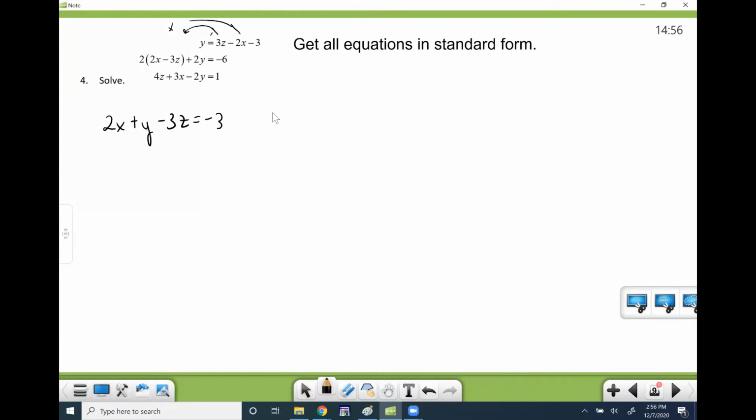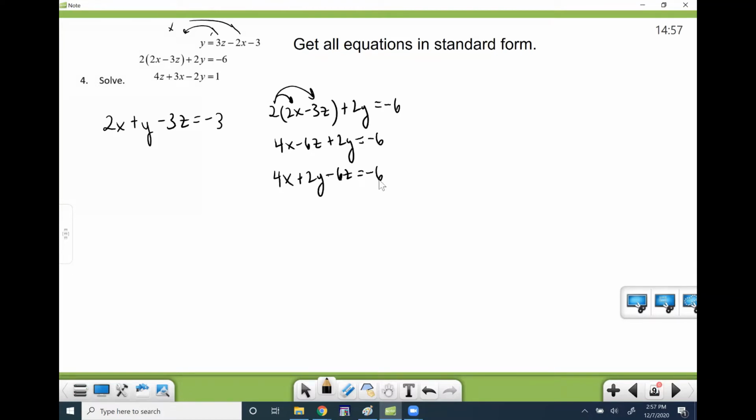All right, let's work on this next one. So we're going to go ahead and distribute the 2, right? So let me write it down here to show all the work. All right. So we got 4x minus 6z plus 2y equals -6. Okay, rearrange them. Alphabetical order. Okay. All right. So done, done.